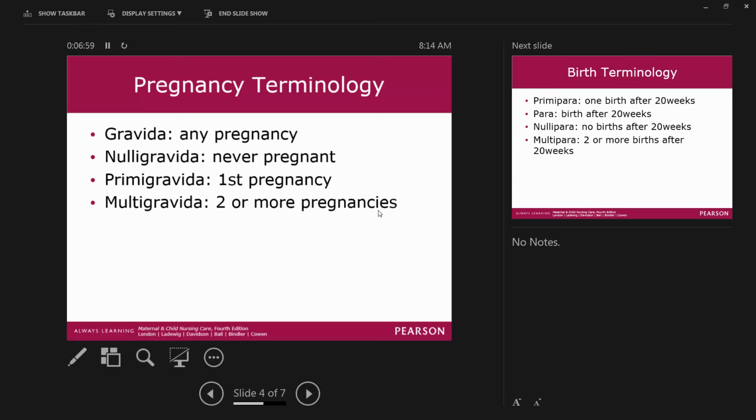Now, I don't know if this is a definition that we're going to come up to, but I'm just going to tell you, since we're talking about multigravida, that means she's had 2 or more pregnancies, right? But what do you think is the definition if I said she has a multiple gestation? Right. Okay.